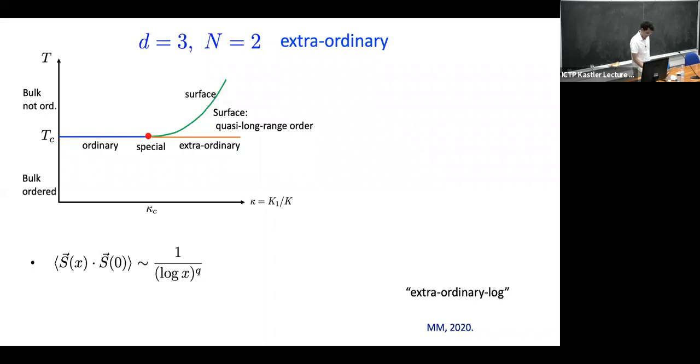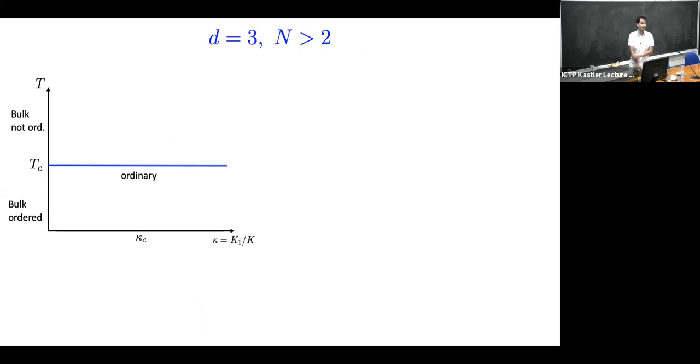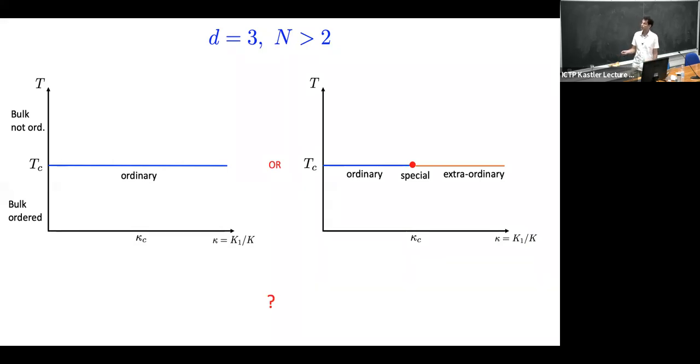Now let's discuss what happens when n is greater than 2. Here you think maybe n equal 3, Heisenberg spins. We know that when the temperature is above the bulk critical temperature, the two-dimensional boundary will have a finite correlation length. You can have neither quasi-long-range nor long-range order. So it's completely consistent that the phase diagram could look like this, with just a single boundary universality class, the ordinary universality class, for any surface exchange K1. However, it's also not ruled out that you could have two distinct stable boundary universality classes and the special transition between them, even though all of this would connect to the same phases above and below the bulk critical temperature.